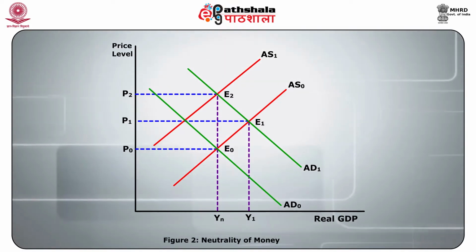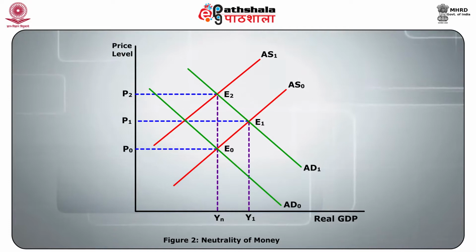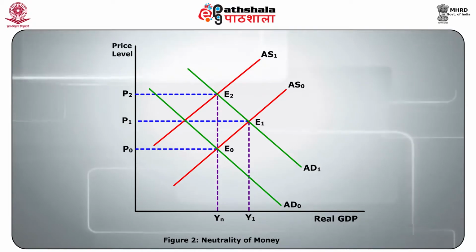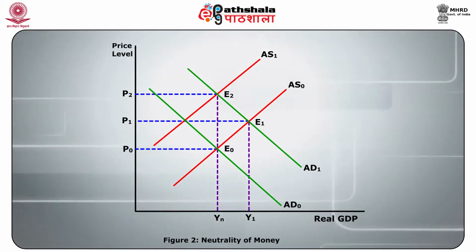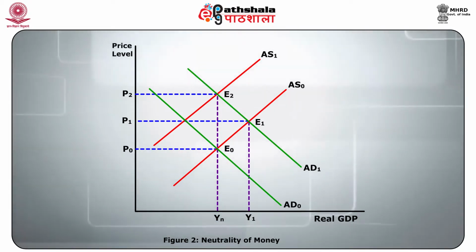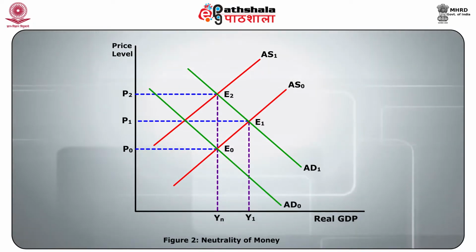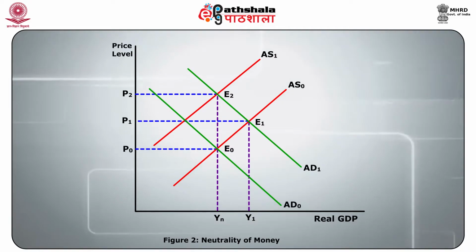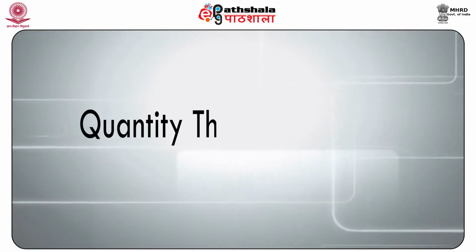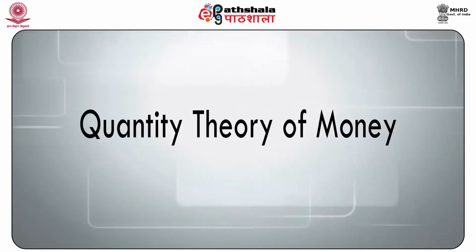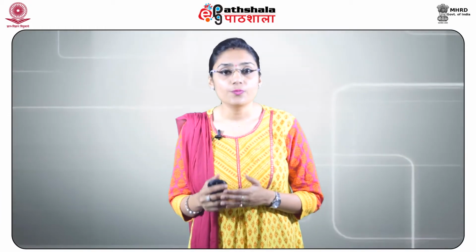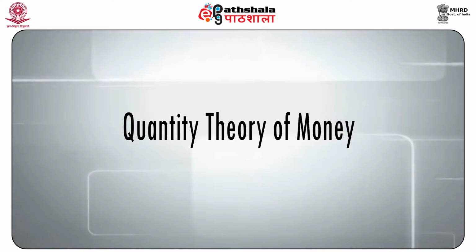Classical economists believed that the real and nominal variables can be analyzed separately. Here, however, the dichotomy is valid only in the long run. In other words, money is neutral in the long run, whereas in the short run, it does change output, the real output. Quantity theory of money.